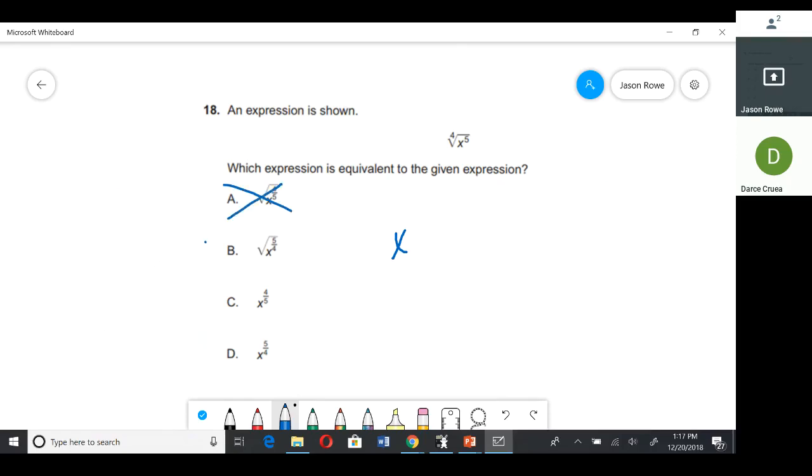So A and B we can throw out. We can throw those out. So we want to know what is the fraction that would show the fourth root of x to the fifth power. Well, the root goes underground. So put that root under the fraction bar. So it would be x to the 5/4 power.